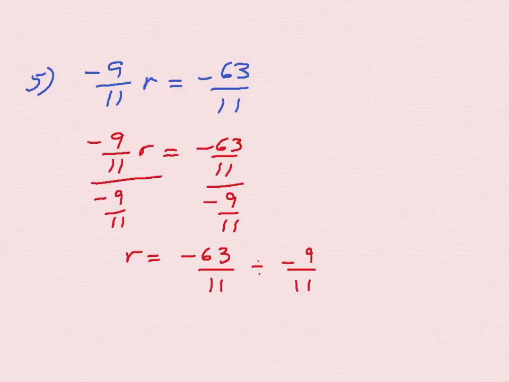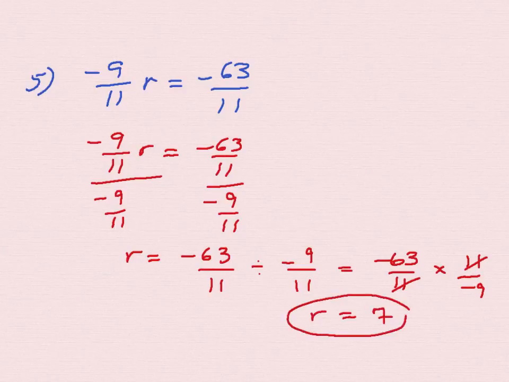When you do division, you invert and multiply. Negative 63 over 11 times 11 over negative 9. The 11s are going to cancel. Negative 63 divided by negative 9 happens to work out to a perfect number. They won't always, but your answer: r is equal to 7. If you go back up to your original, negative 9 over 11 multiplied by 7 over 1 would indeed give you negative 63 over 11.